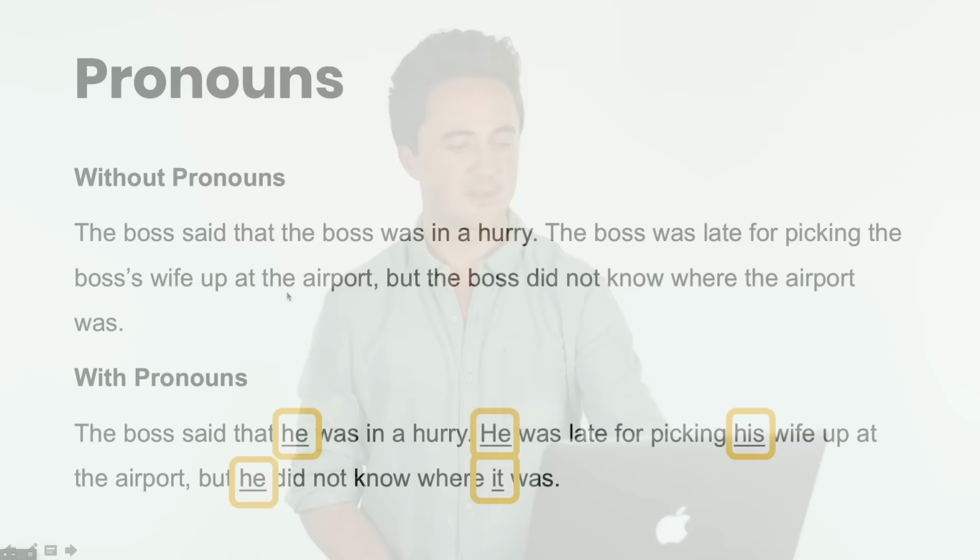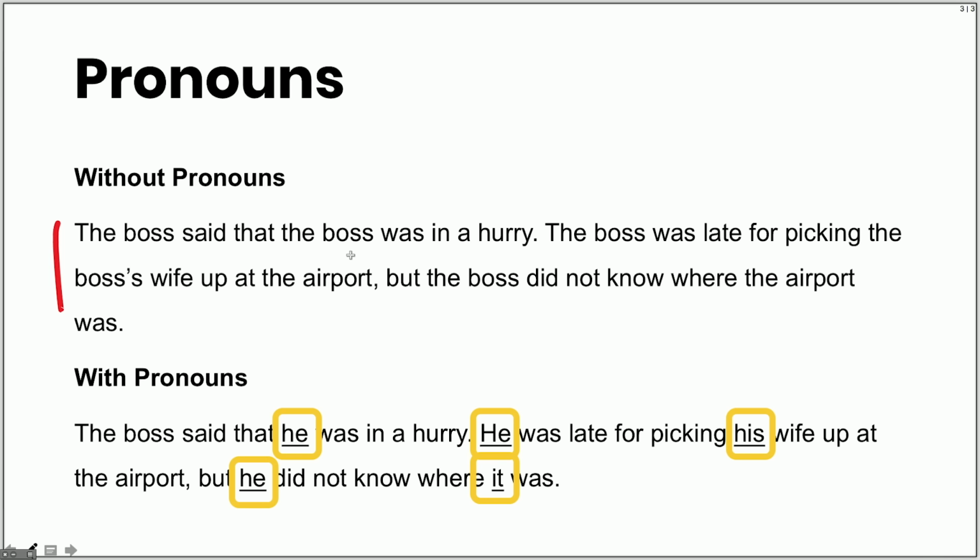Let's have a look at this first sentence with no pronouns. The boss said that the boss was in a hurry. The boss was late for picking the boss's wife up at the airport, but the boss did not know where the airport was. That's weird. We don't do that in English. We don't just repeat noun, repeat noun, repeat noun. Often, or all the time, we use pronouns to replace those nouns.